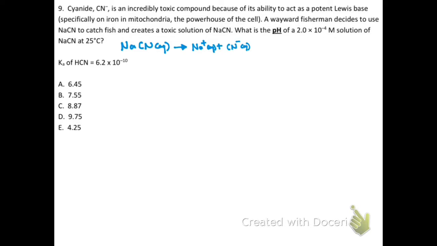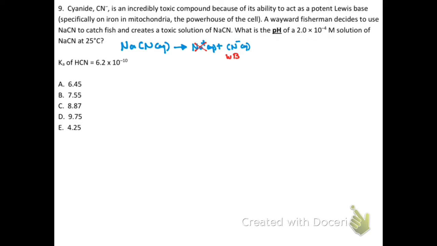Okay, then we want to ask ourselves, would this be acidic, basic, or neutral? So Na+ is a group 1 metal cation. All group 1 metal cations are negligible in aqueous solution. CN-, notice it has the negative charge here, and it's not the conjugate base of a strong acid. So anything other than Cl-, Br-, I-, ClO3-, ClO4-, NO3-, and HSO4- can act as a base in aqueous solution. So this is going to be a weak base.